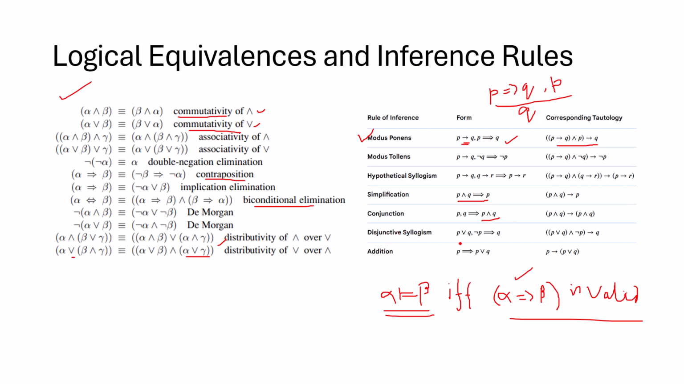Disjunctive syllogism: P or Q, and not P, means Q has to be true. P or Q means either of them has to be true for this expression to be true, and we already know that P is not true, so Q must be true. Addition is something like, let's say P is true, then I can write P or Q with another literal Q, irrespective of whether Q is true or not. So let's stop here and see how we can apply them to the Wumpus world problem.